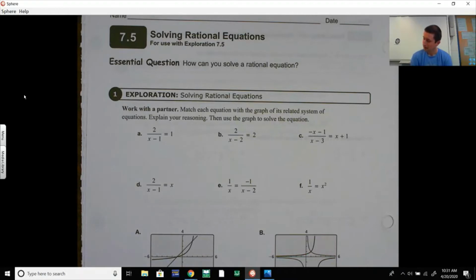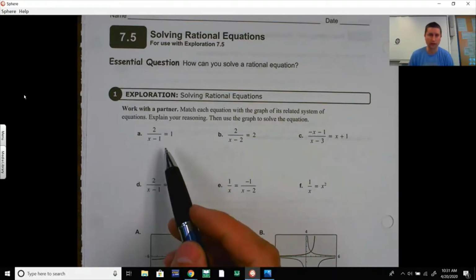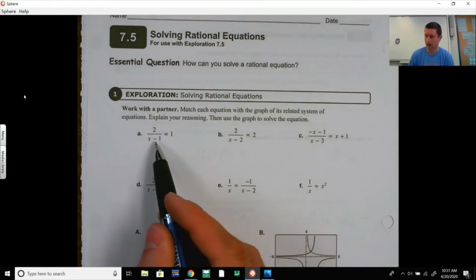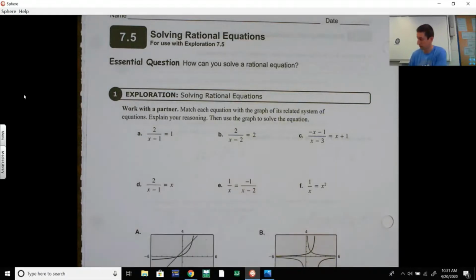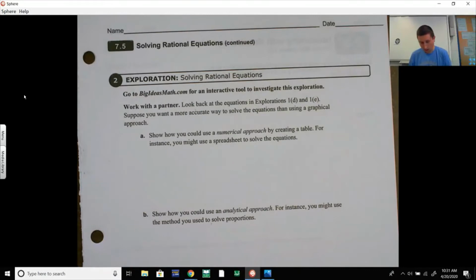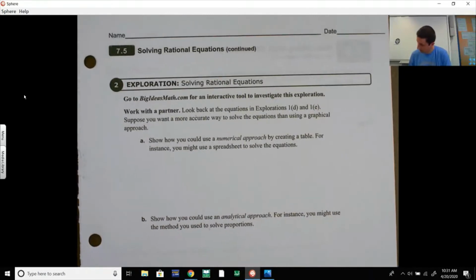So, solving rational equations. These are all rational equations, okay? Because you have a rational expression and an equal sign. That makes it an equation. We're just going to pretty much jump right in here.